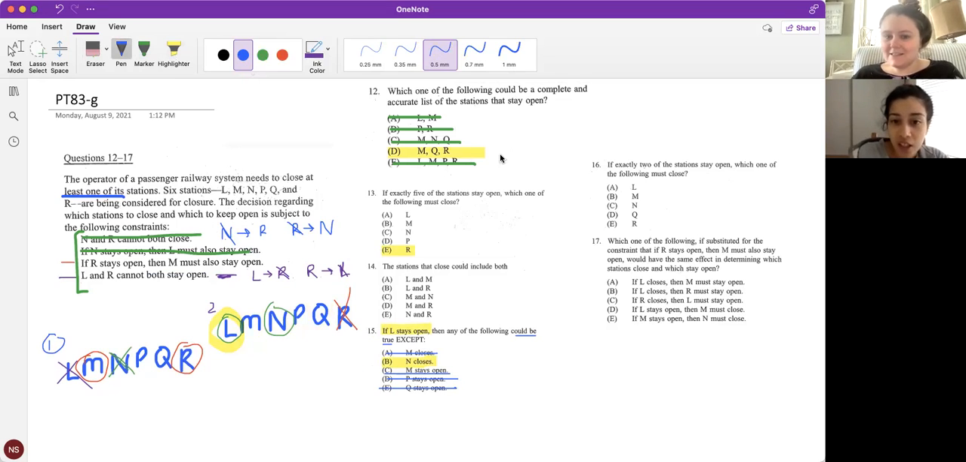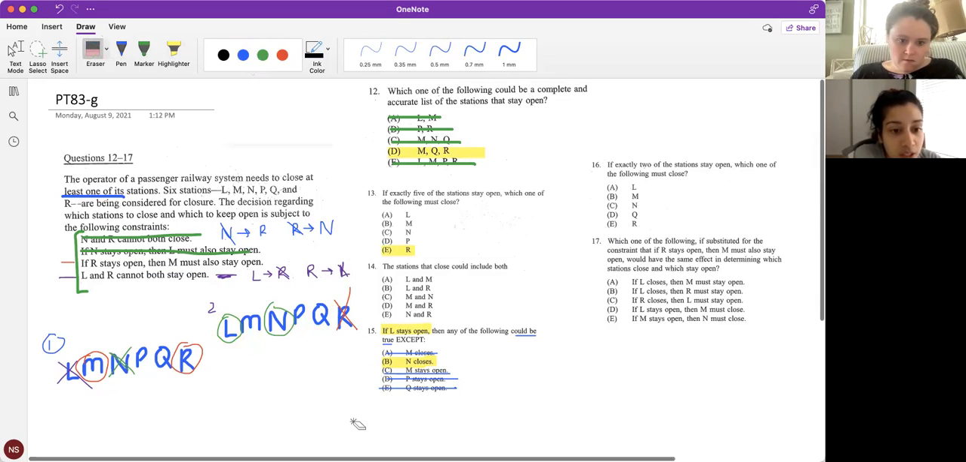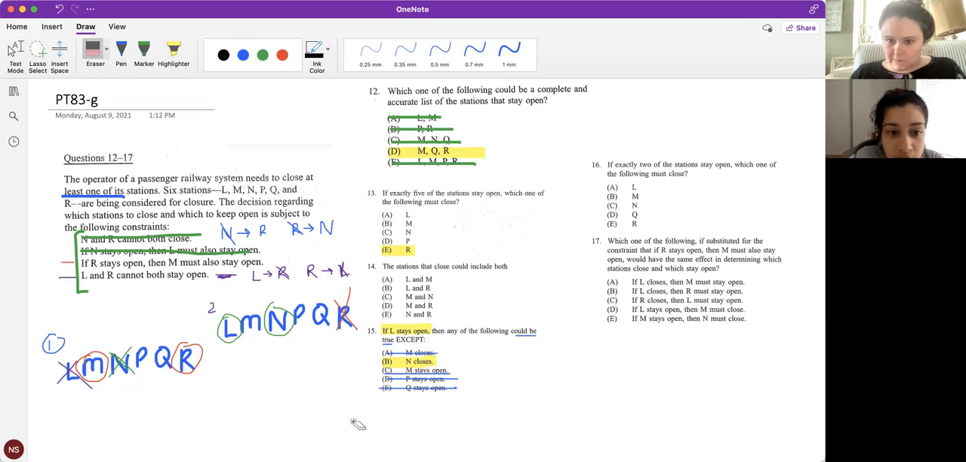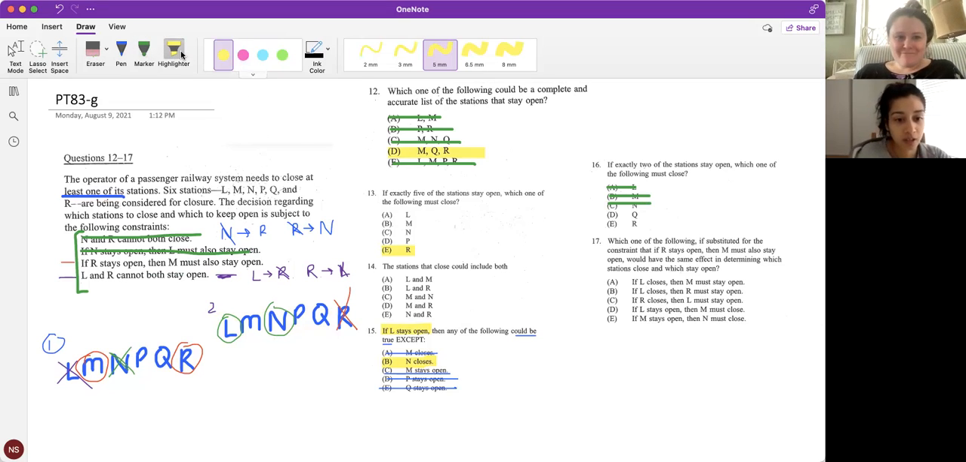All right. What about 16? Okay. If exactly 2 of the stations stay open, which one of the following must close? So 2 stay open. Well, in both boards, 2 are open, which means every other one needs to close. That's optional. Okay, so L, no. A is incorrect. M could have been open, so no. N could have been open, so no. Q has to close because it's optional and it has to close in this scenario. Yep. And then R is fine.